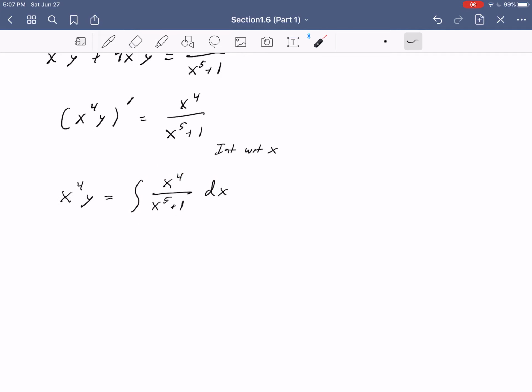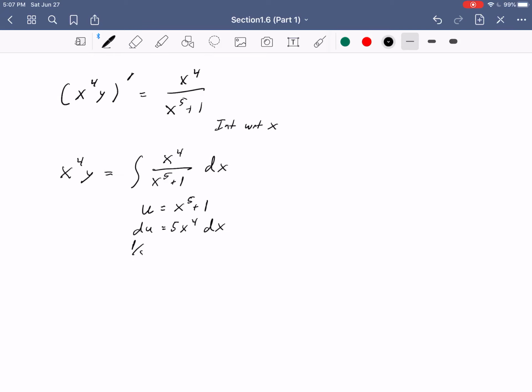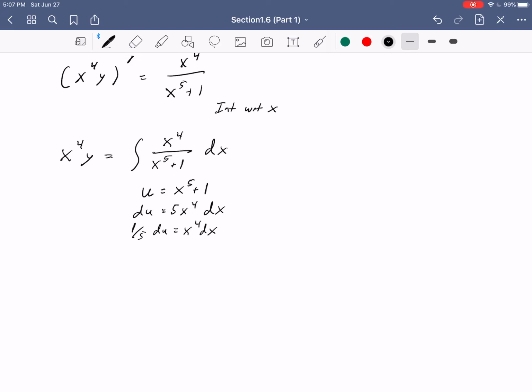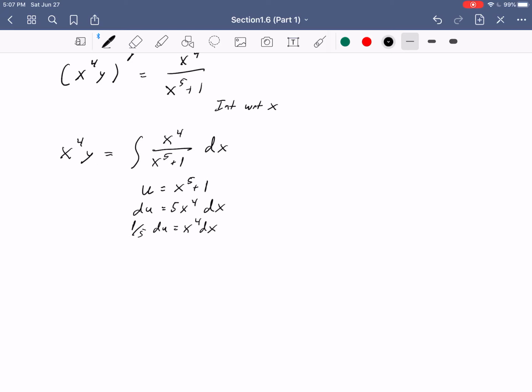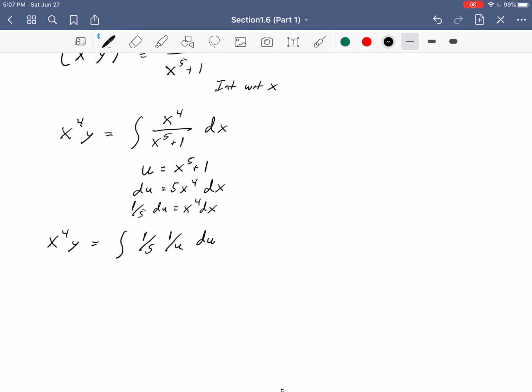Well, we can go ahead and do a u substitution here. u equals x to the fifth plus 1, du is 5x to the fourth dx. We'll have to get a 1/5 du is x to the fourth dx here. So we can go ahead and pop that stuff in. We've got x to the fourth y is now going to be the integral of 1/5 times 1 over u du.